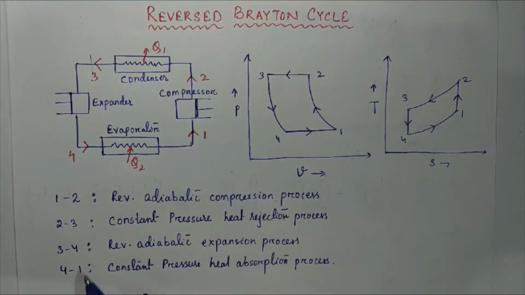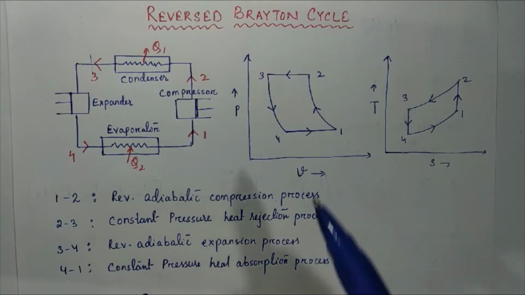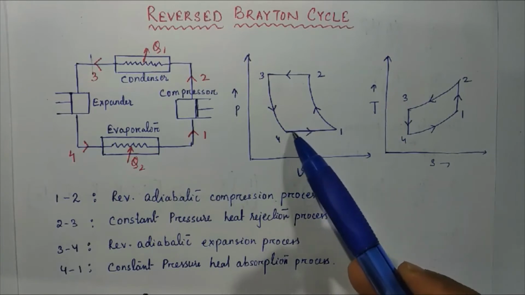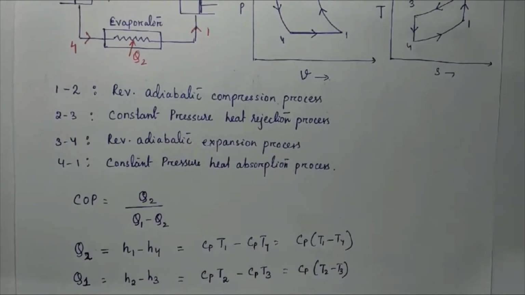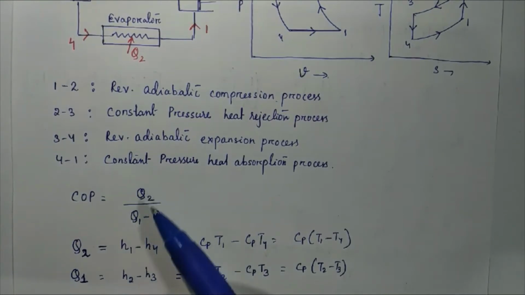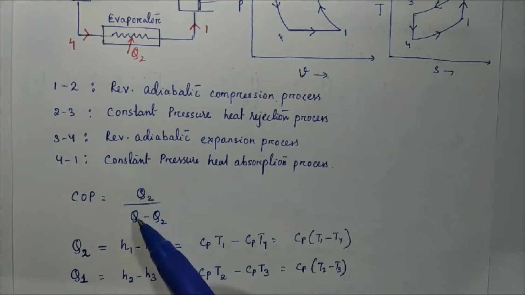Next is 4 to 1, that is for the evaporator, where the heat absorption process takes place, and that heat absorption must be at constant pressure. That is clearly visible within this PV diagram. For this reverse Brayton cycle, we are going to measure the coefficient of performance, that is COP. As we know, this reverse Brayton cycle is a case of a refrigeration system. It means the COP is equal to Q2 by (Q1 minus Q2). Q2 is the desired effect and Q1 minus Q2 is the net work.